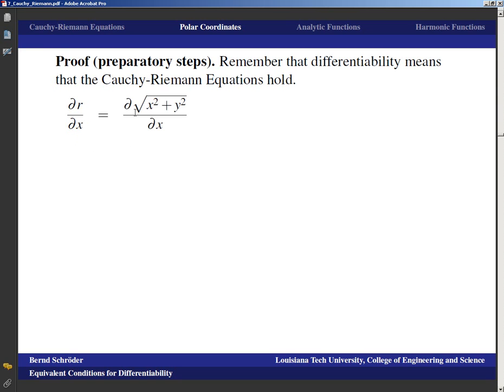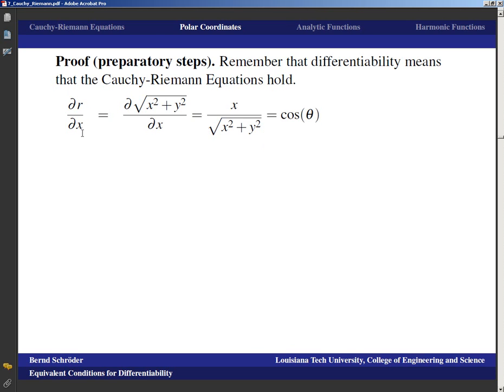dr dx is the derivative of square root x squared plus y squared with respect to x, and that would be 1 over 2 times the inside, so 1 over 2 times square root x squared plus y squared, times the derivative of the inside with respect to x. Well, the derivative of y squared is 0, and the derivative of x squared is 2x, and then the 2's cancel, so we just end up with x over square root x squared plus y squared. And now we remember in polar coordinates, x is r cosine theta, and square root x squared plus y squared is r, so we get r cosine theta over r, so that's just cosine theta.